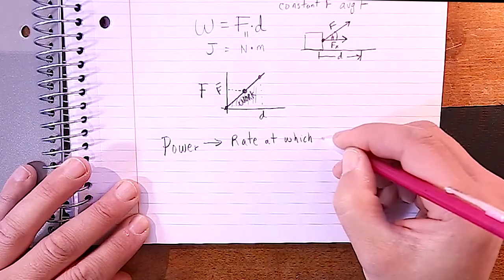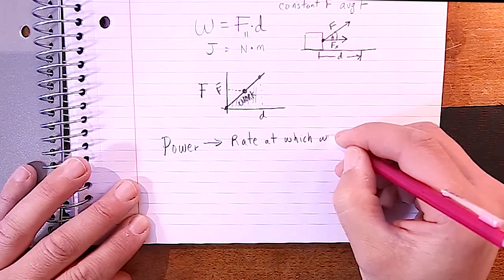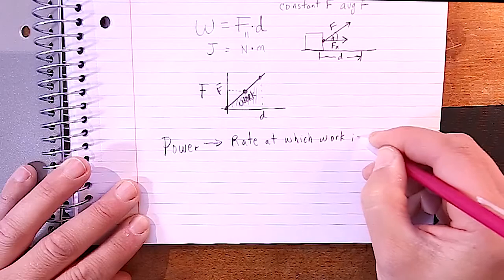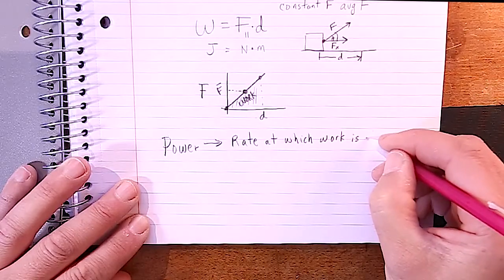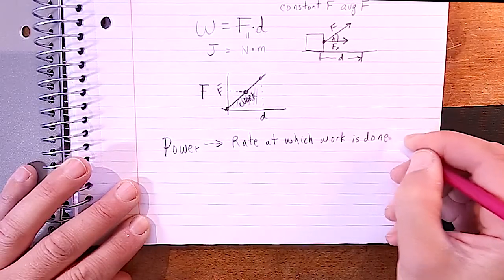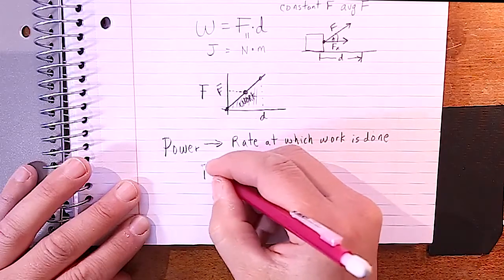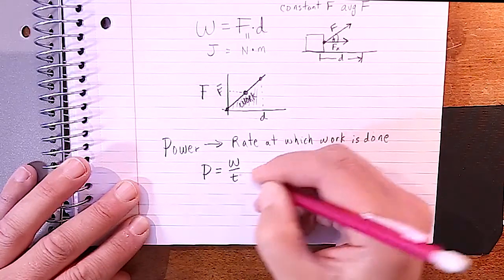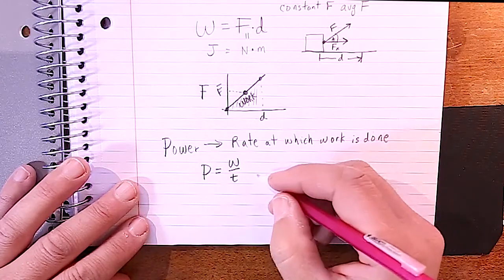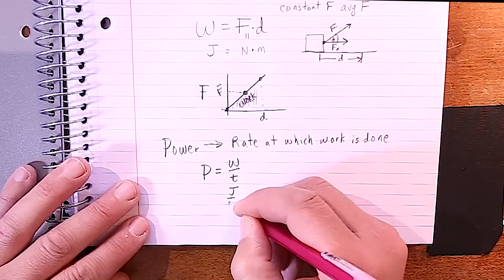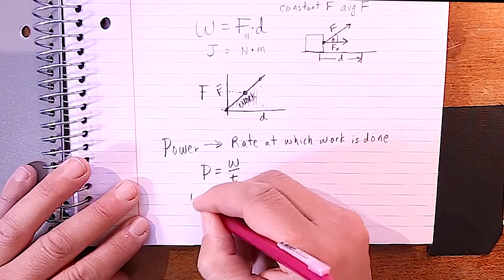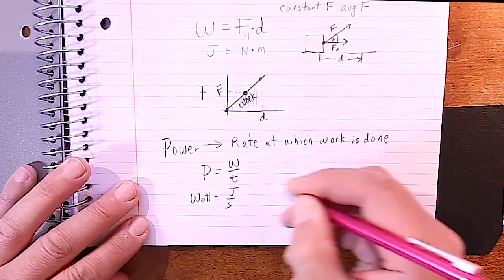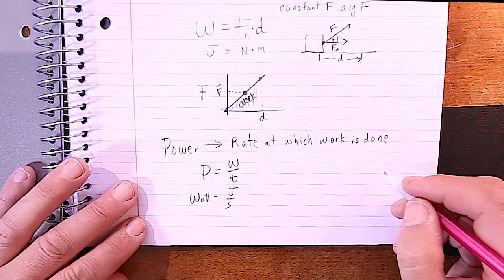So what does that mean, rate? Well, rate means something with respect to time. So if we're doing work at a certain rate, we're doing work with respect to time t. So the unit for this is the joule per second, and that has a name. It's called the watt, and the symbol for that is a capital W.